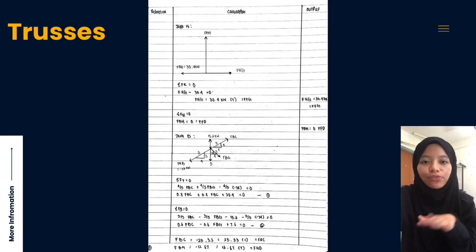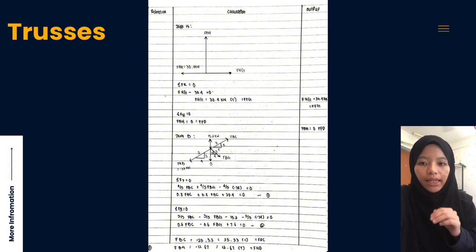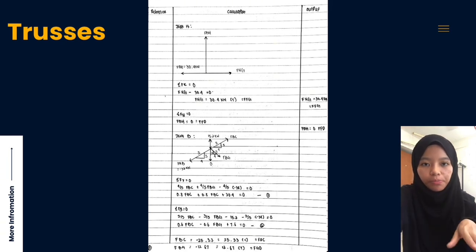Next is joint H. As you can see, there is a horizontal force FAH equal to 30.4 kN. So for Fx, FHG minus 30.4 equals 0, and we will get FHG as positive 30.4 kN. Next, for Fy equals 0, FBH equals 0, equal to FFD. So there is no total for FHY.